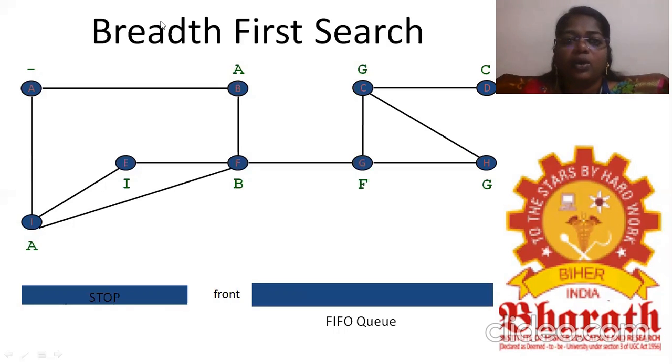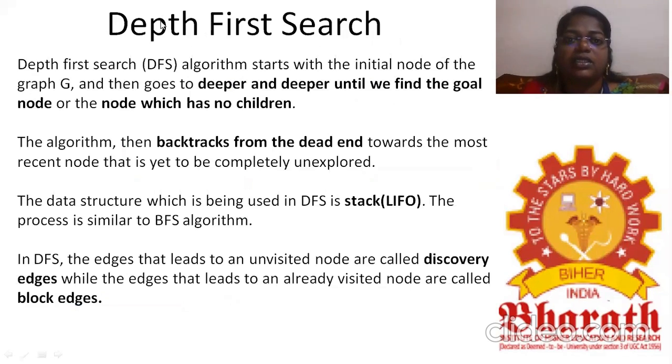And now we are going to see depth first search. This is the next search algorithm we are going to see. Depth first search is also like breadth first search, BFS. This algorithm starts with the initial node of the graph G, and then it goes deeper and deeper until we find the goal node.